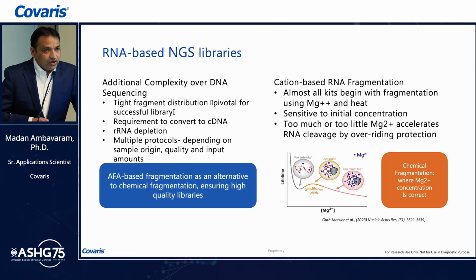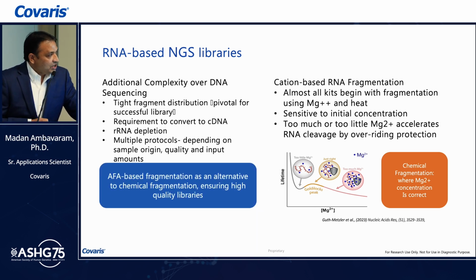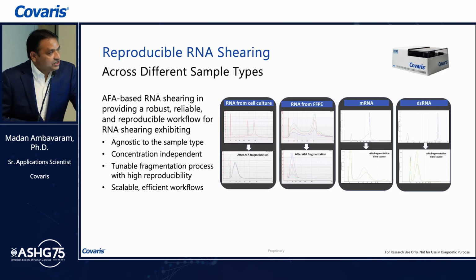Here we are offering Covaris AFA-based fragmentation as an alternative to the existing chemical fragmentation method, ensuring high quality libraries. Here is a representative example. Like I have mentioned, AFA is agnostic to the sample type. The RNA comes from either cell culture or FFPE tissue, or mRNA or double-stranded RNA.